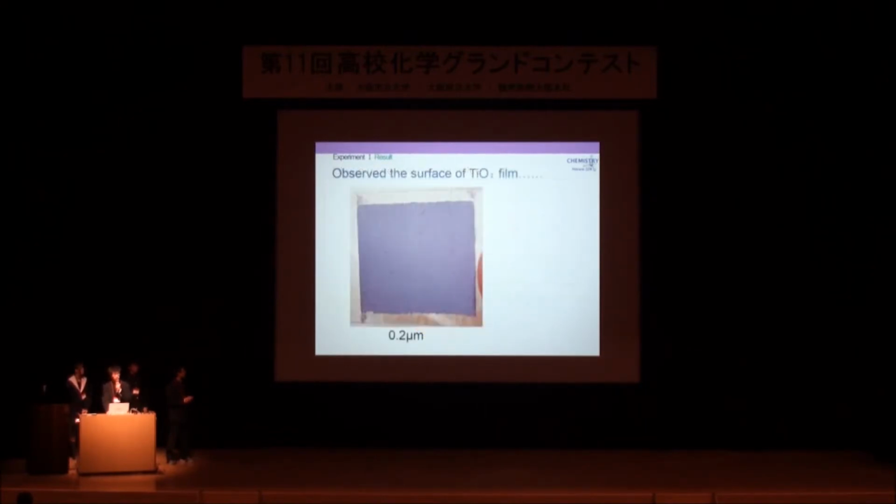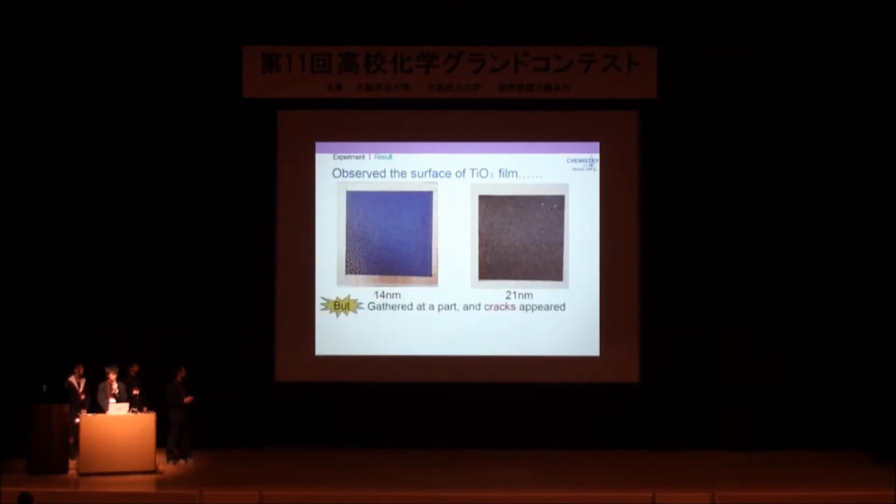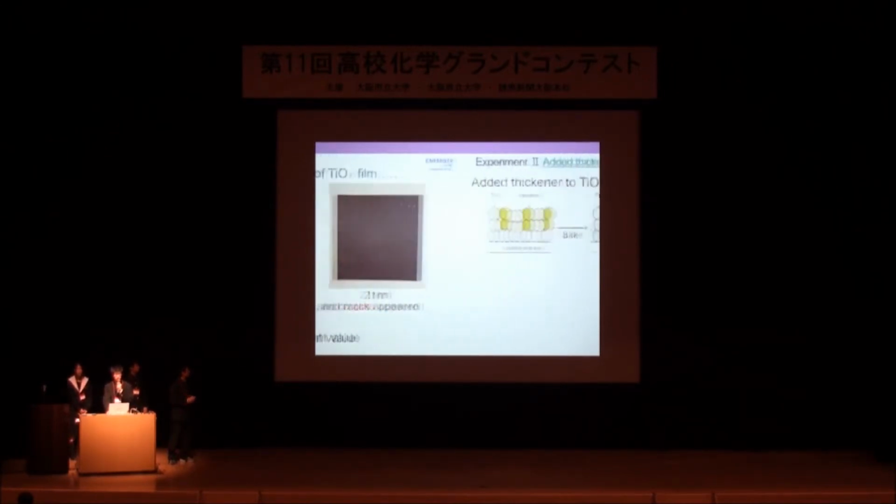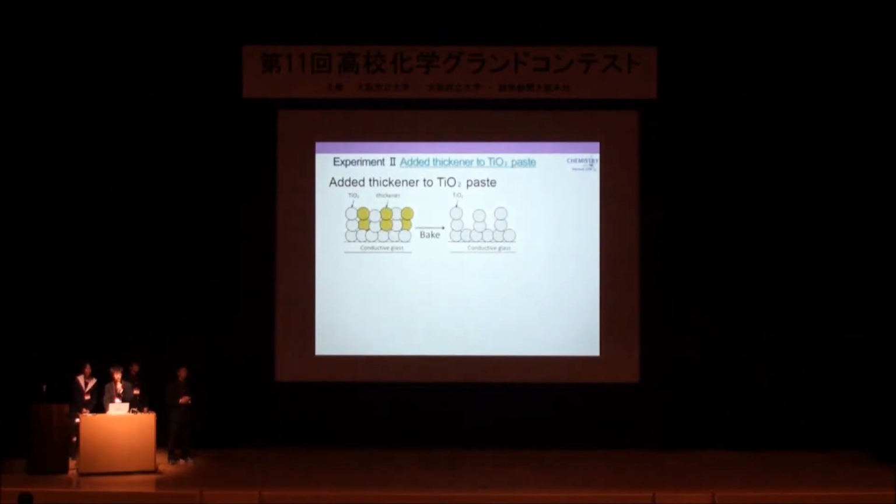Then, I observed the surface of the titanium oxide film in detail. 0.2 micrometer titanium oxide was coated as a whole, but 21 nanometer and 40 nanometer titanium oxide gathered in parts and cracks appeared. I think this is the reason why they show low current value. As a result, the condition is appropriate when the particle size of titanium oxide is 0.2 micrometer and film thickness is 160 micrometers. Next, I add polymer to titanium oxide paste.